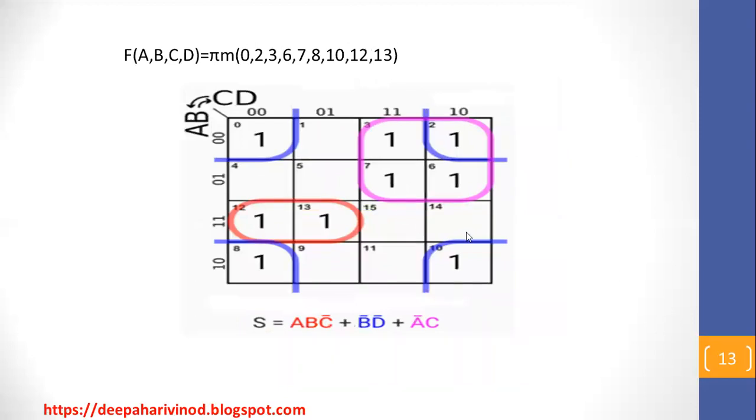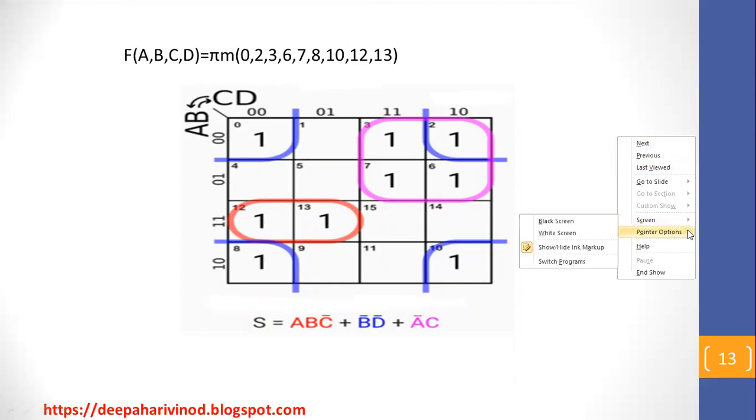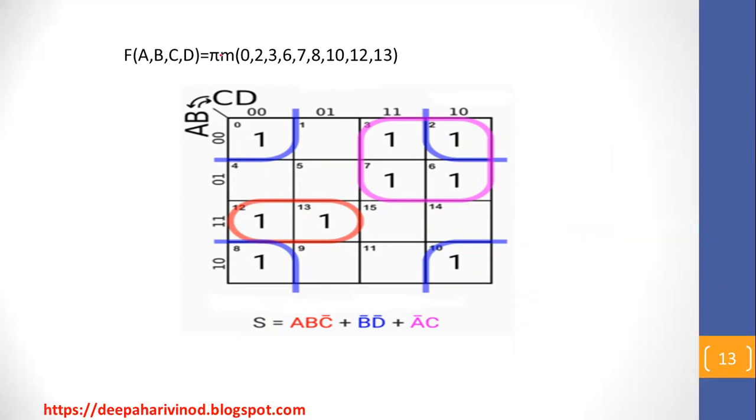In the same way, one more example. It is summation because we use only pi for POS. Here it is the K-map for SOP. So f of ABCD equal to summation m of 0, 2, 3, 6, 7, 8, 10, 12, 13. So all those I have mapped into the K-map, and now how to group.